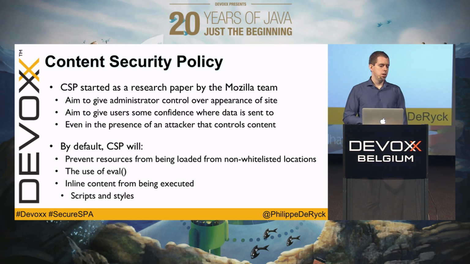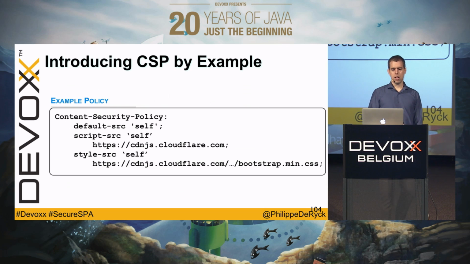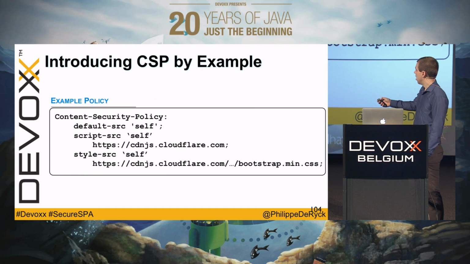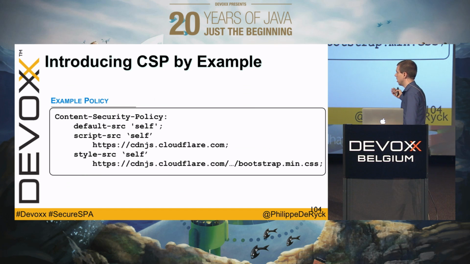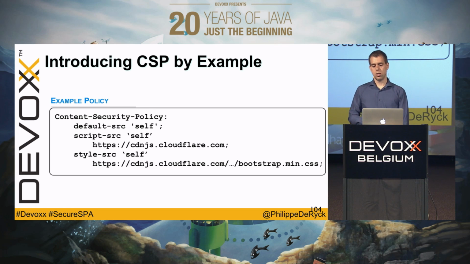So by default, if you enable CSP, it will prevent resources from being loaded from non-whitelisted locations. It prevents the use of eval, and it prevents inline content from being executed. Another example here: you can also restrict styles or allow styles to be loaded from the CDN, and you can use paths and a very specific file. This is useful if you, for instance, have shared hosting somewhere. You don't want to allow the entire origin to serve you files, but only a specific file.